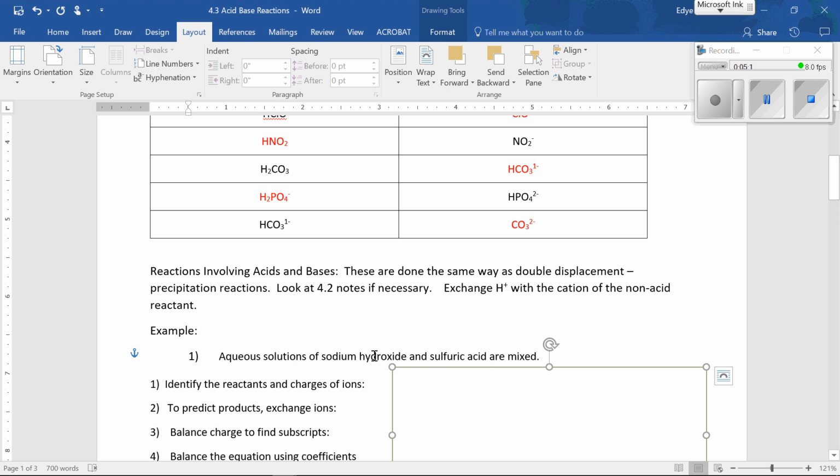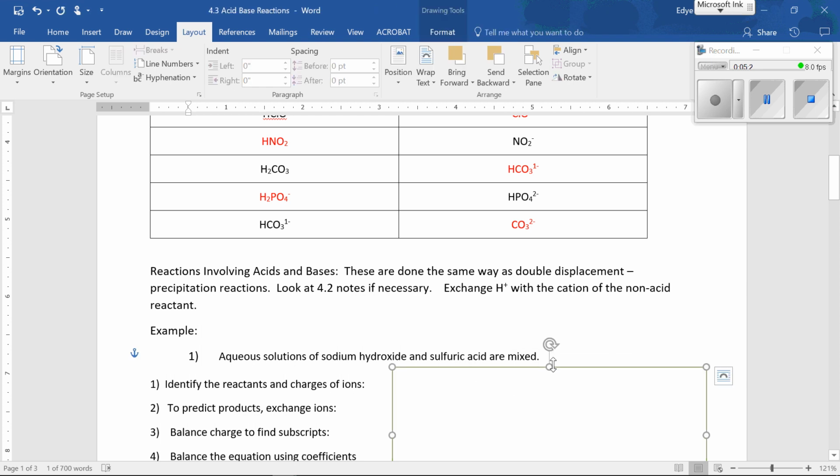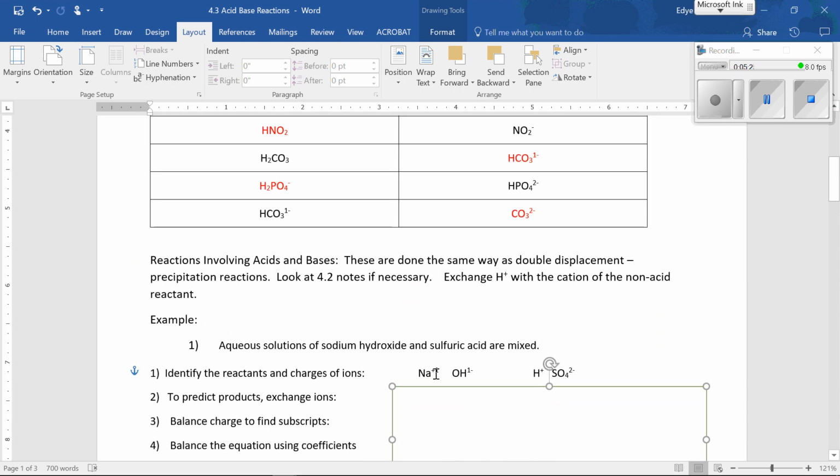Sodium and hydroxide, you might want to look on your polyatomic ion sheet. In sulfuric acid, we would have sulfate because it goes to SO4 2- and H+. So my ions are Na+ from the sodium, OH- from the hydroxide, H+ and SO4 2- for the sulfuric acid. I don't need the whole formula right now.